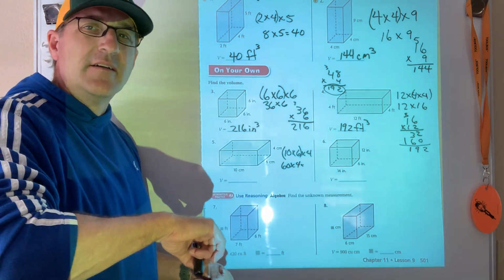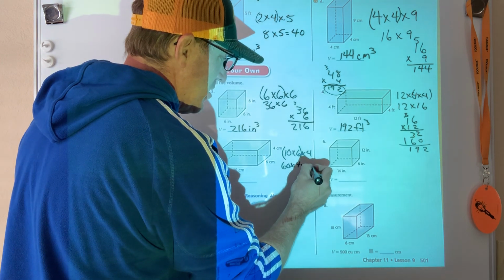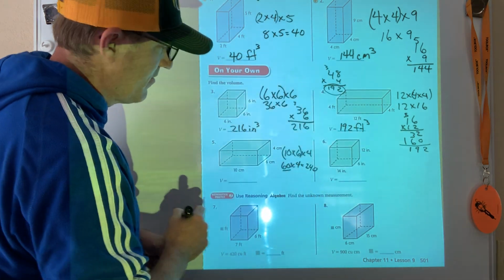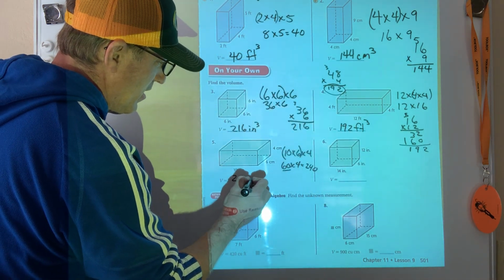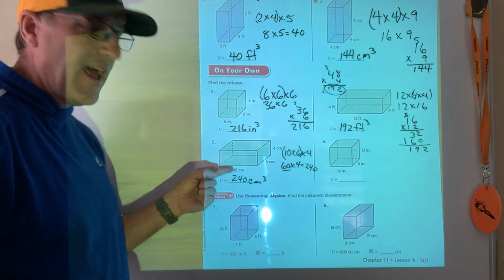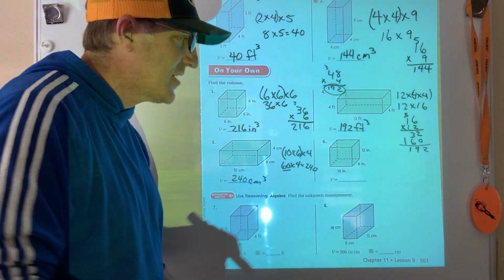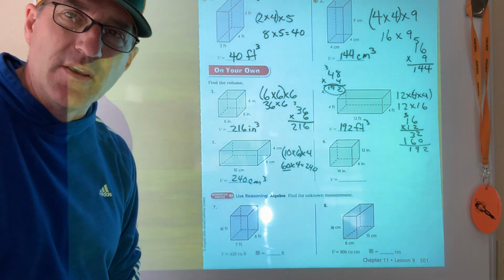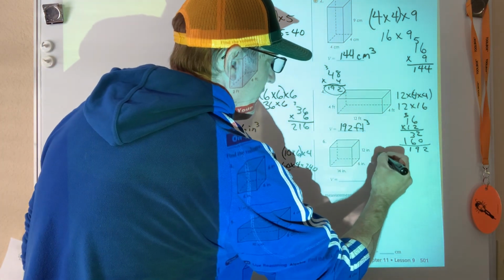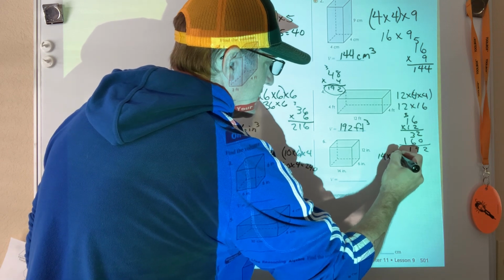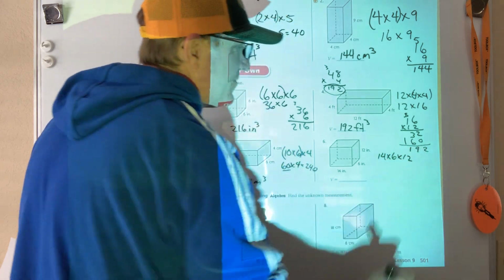24, and then I add a 0, right? 24, and add my 0 because it's a 60, right? So this is 240 centimeters cubed. You should always get excited when you see a 10 or a 5 or something easy like that, right? And over here I've got 14 times 6 times 12. So of course they had to put a huge one in, right? So I've got 14 times 6 times 12.